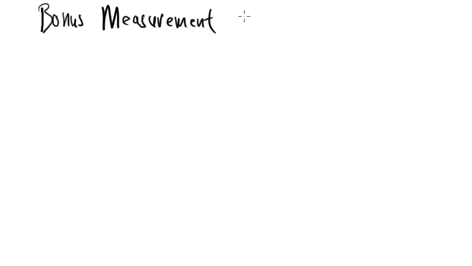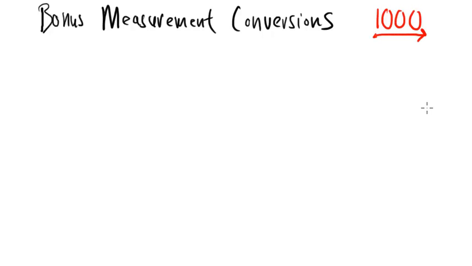Another way to look at measurements, so this is easier for some people, and I'll go a little bit further in depth here, so I'll call this bonus measurement conversions. So the trick here is to remember that the magic number is 1,000, okay? And most of the measurements that you will do in math or science will be factors of 1,000. So either multiplying by 1,000 or often dividing by 1,000.